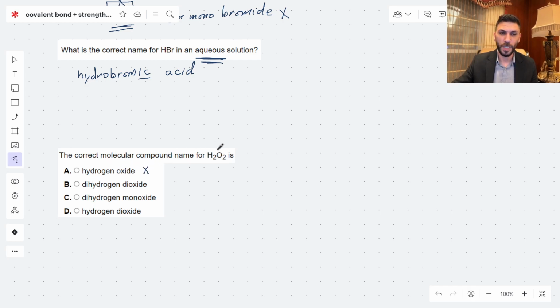Number 3, the correct molecular compound name for H2O2 is hydrogen oxide. No, because here we have two hydrogens, so it's going to be dihydrogen. And we have two oxygens, so it's going to be dioxide. So dihydrogen dioxide, B is the correct answer. For C, dihydrogen monoxide, no, it's not correct because dihydrogen monoxide is going to be H2O, which is water. And hydrogen dioxide, no, it's not correct because we have two hydrogens and it should be dihydrogen dioxide.